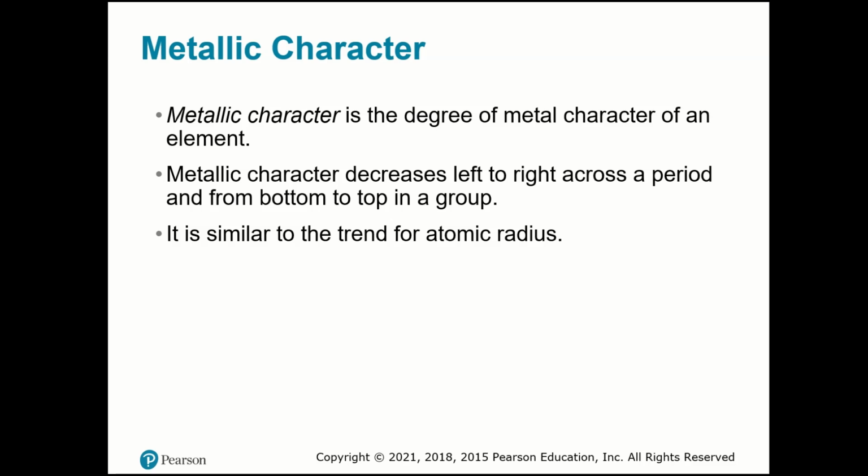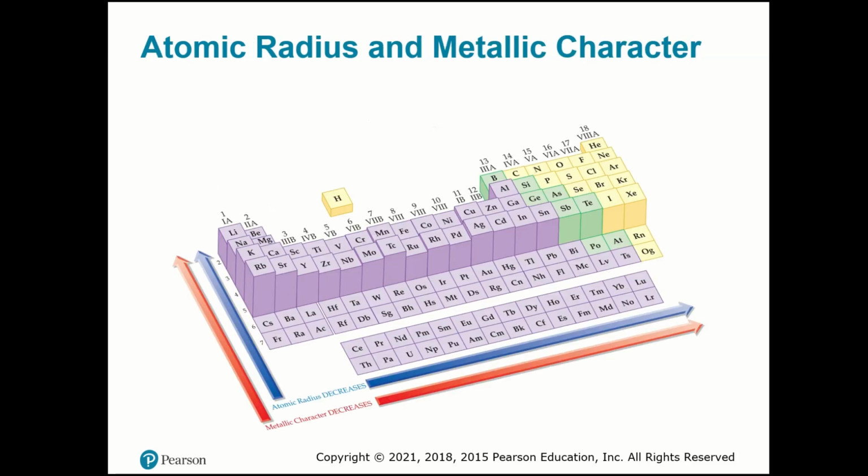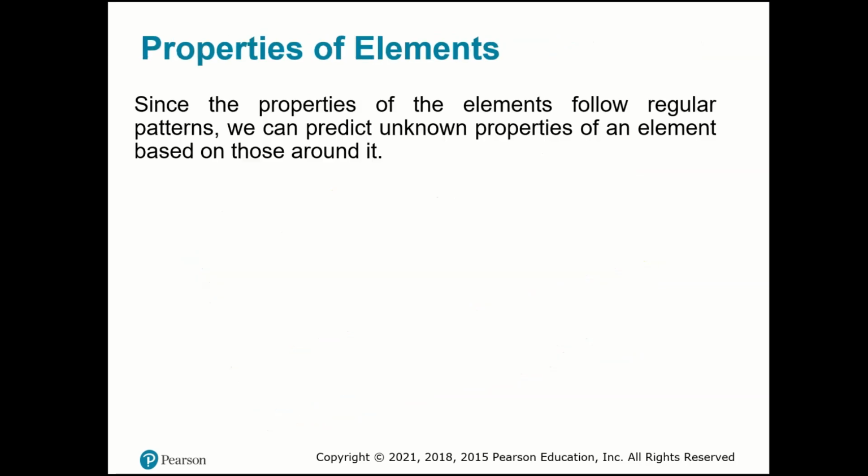When I go to the right, the size is decreasing, so the metallic character is also decreasing. So it goes the same way. Metallic character and atomic radius go in the same way.